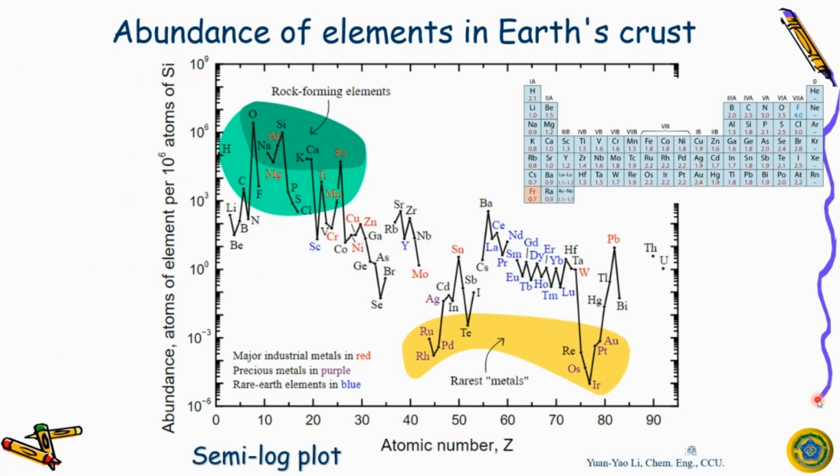Finally, this is a table from the wiki on the internet. As you can see, this is the abundance of the atoms of elements. If you use a standard, for example silicon here, you can see that elements in this part are very abundant. So you can find a lot of them on Earth, on our planet. But the elements here are not so abundant.